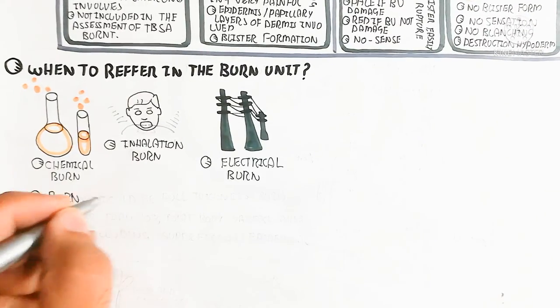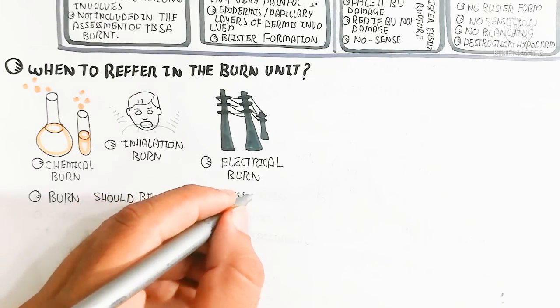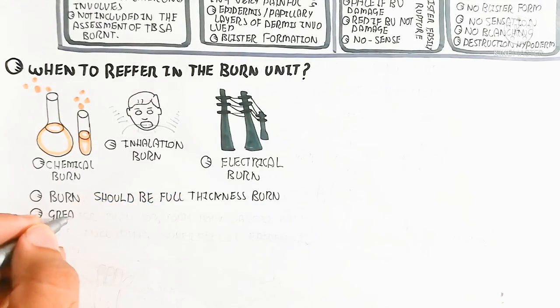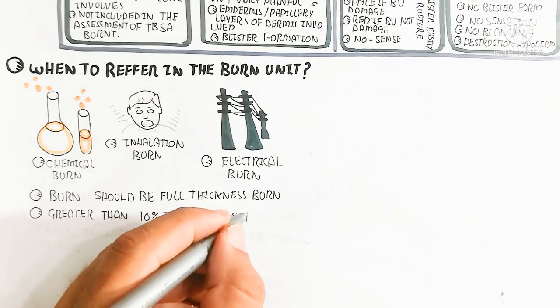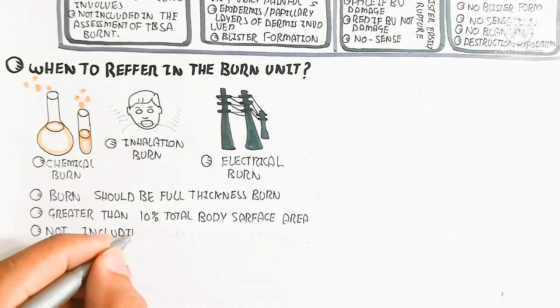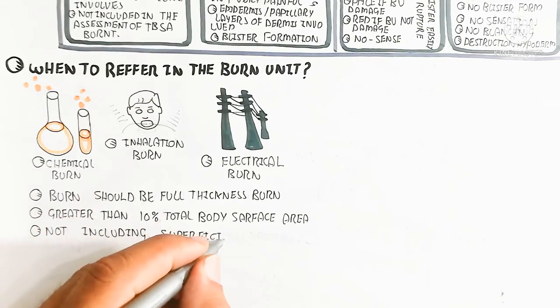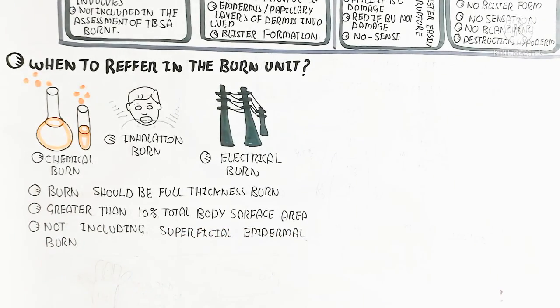So the burn should be a full thickness burn and greater than 10% total body surface area, not including superficial epidermal burn. So let's begin to understand how to check the percentage of burn and what greater than 10% total body surface area means.